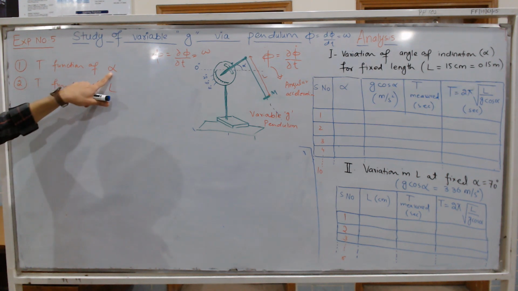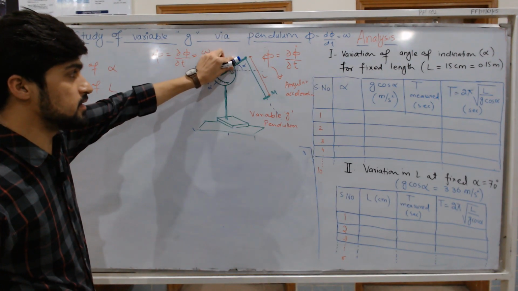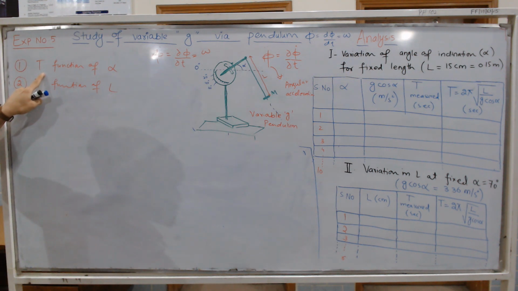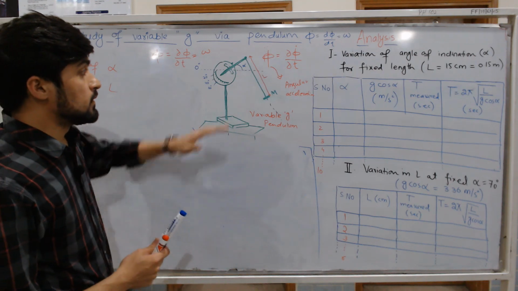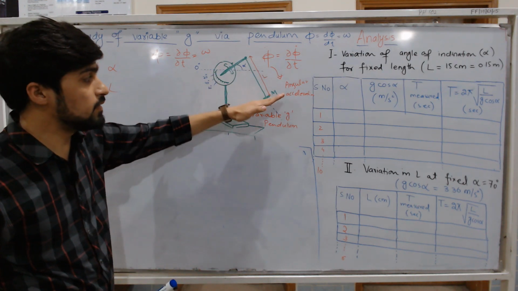In the first case we will be just changing the alpha. Initially it is at 0 degrees, then it is at 20 degrees, then 30 degrees, then 40, then 50, then 60, and we will be studying the time period. What will be the time period? And in the second case we will keep the alpha fixed. So let's say I fixed it at 70 degrees, and then I will keep changing the length.